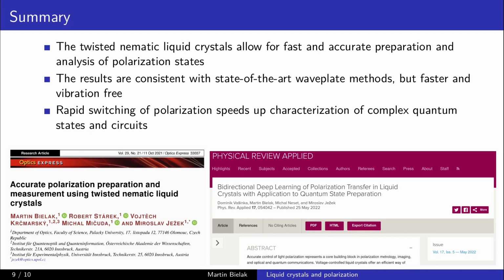Recently, two papers were published. In the first one, we present the first precise polarization manipulation with twisted nematic liquid crystals. These vibration-free, voltage-driven elements allow fast polarization transformation in quantum circuits and entangled sources. The second one shows the first bidirectional control of quantum devices invariant on the type and number of classical control signals, demonstrated on a liquid crystal polarization control.